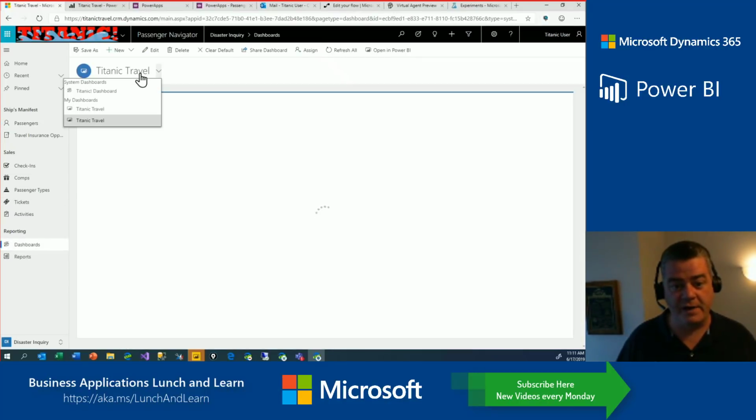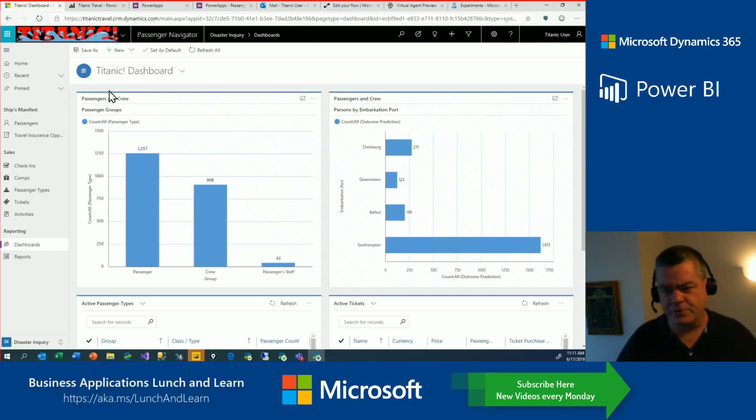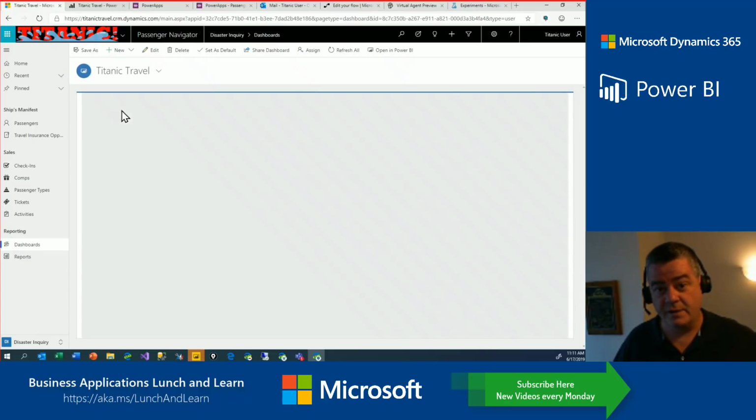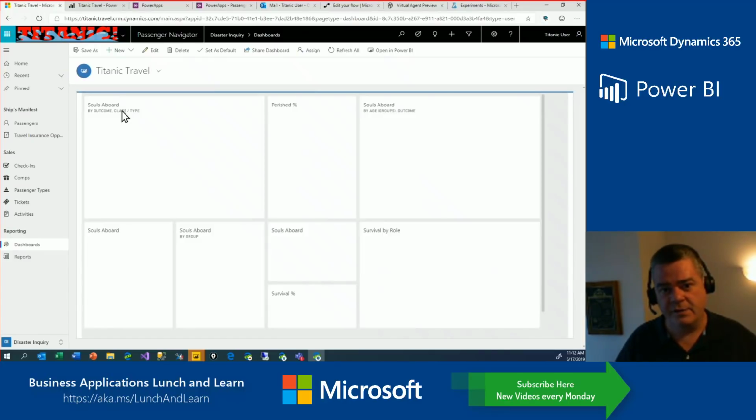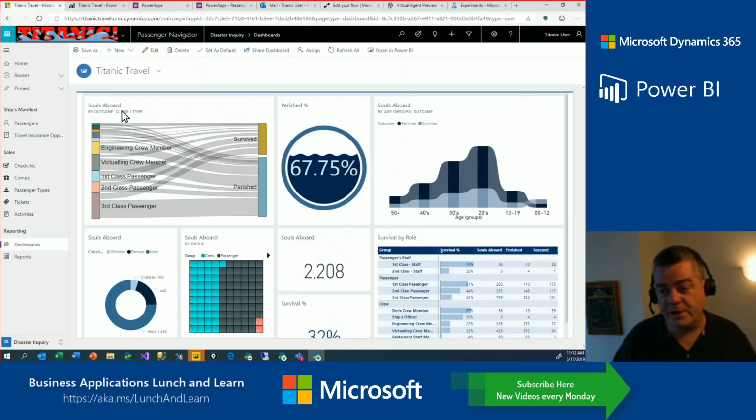We have dashboards in Dynamics. And if I looked at a standard dashboard, I've got information about passenger groups and types. That's very, very standard information. But what I wanted to do is be able to tell the story of what's going on inside of Titanic, or inside of this data set, through a richer visual language.